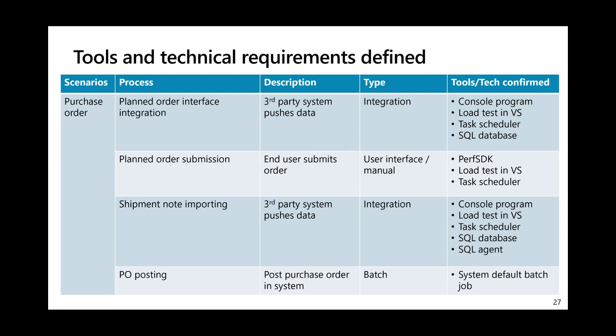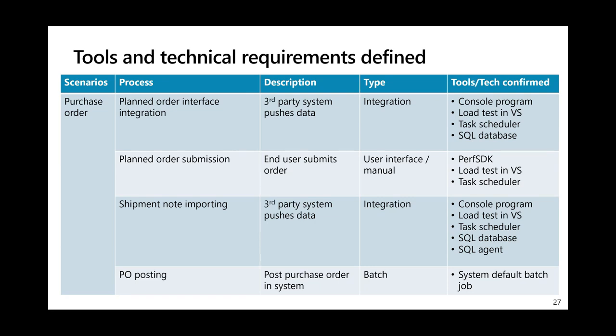For example, for the Panda order in this example, the interface integration originally involves a third-party system pushing the data to the system to generate the Panda order. But since they are doing live testing to simulate it, I decided to develop a C# control program to generate the required data every day, every time. I set up the load test with Visual Studio to send the data to the system with multi-threading, and set up the task scheduler to automate the integration at the specific scheduled time.